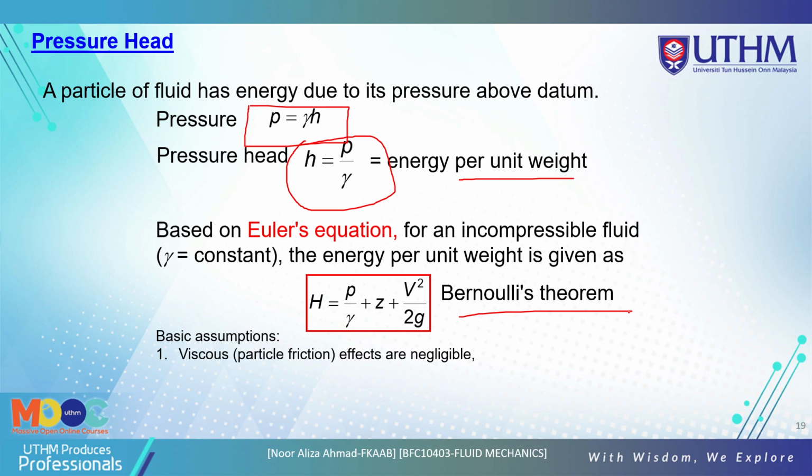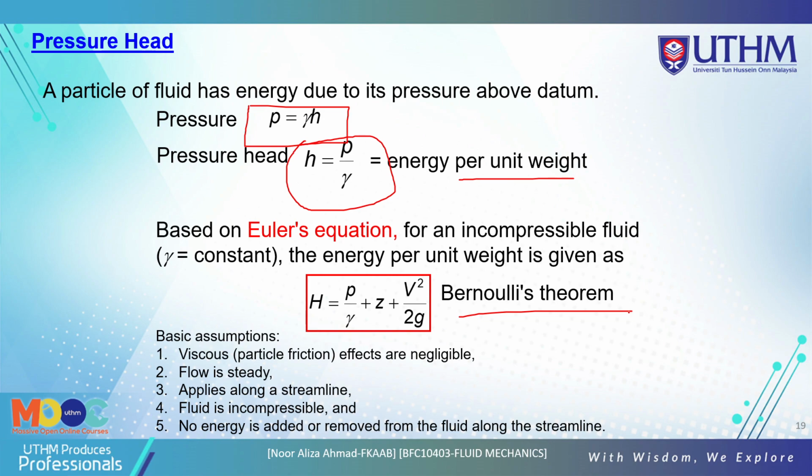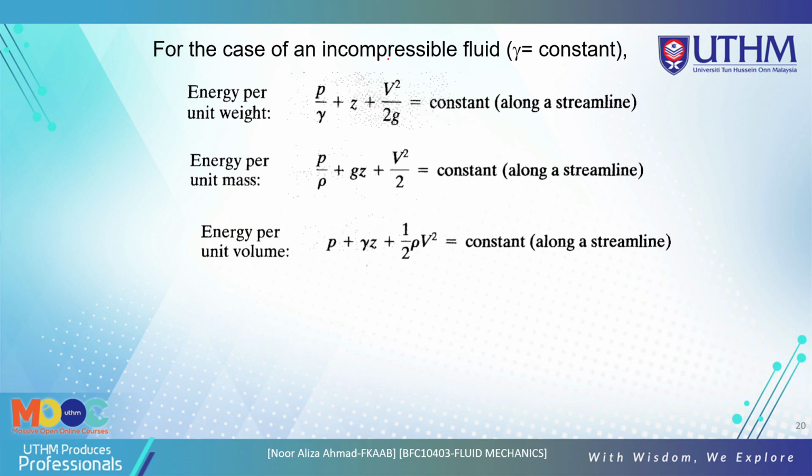So viscous or particle friction effects are negligible. Flow is steady, applies along a streamline, fluid is incompressible, and no energy is added or removed from the fluid along the streamline. Okay, so for the case of incompressible fluid here, we use the water here. The energy per unit weight.